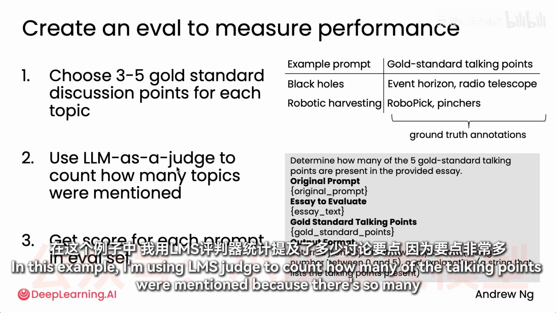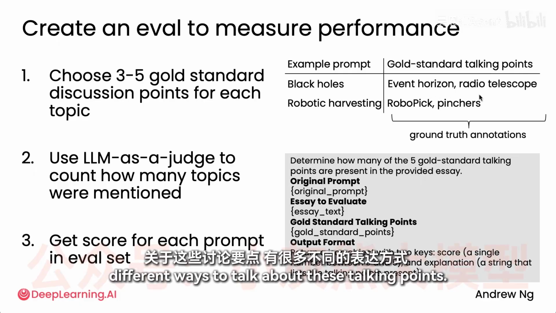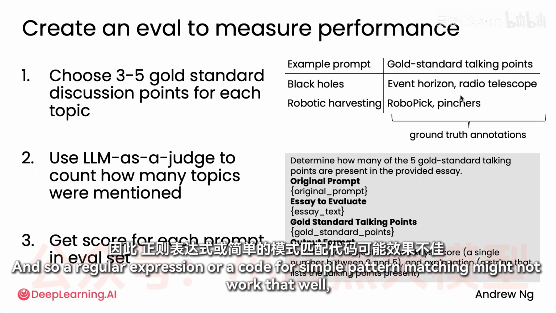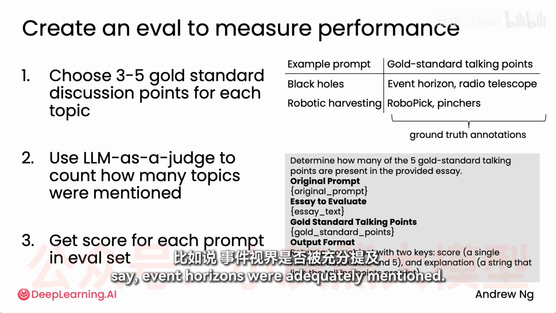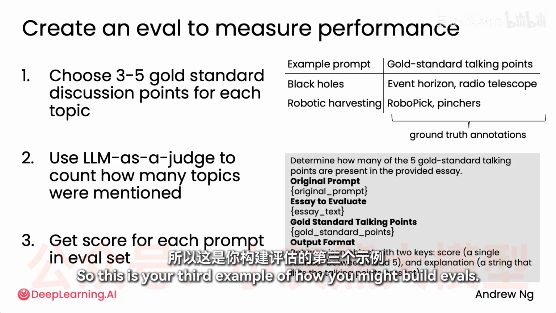In this example, I'm using an LLM judge to count how many of the talking points were mentioned because there's so many different ways to talk about these talking points. And so a regular expression or code for simple pattern matching might not work that well, which is why you might use an LLM as a judge and treat this as a slightly more subjective evaluation for whether or not, say, event horizons were adequately mentioned. So this is your third example of how you might build evals.